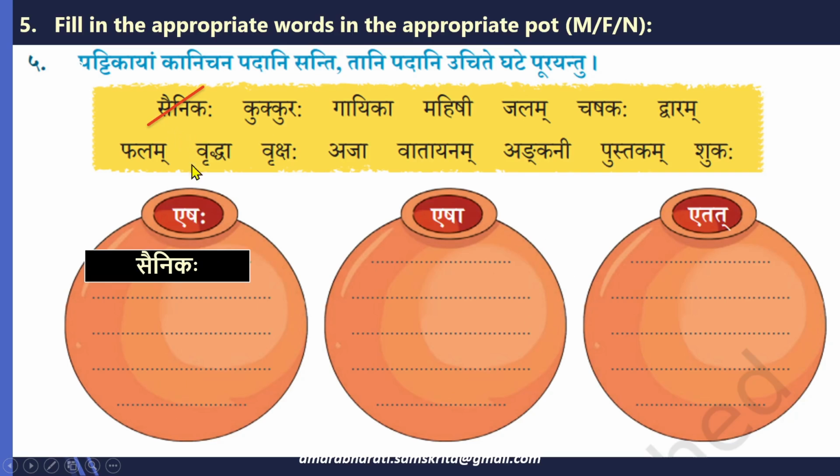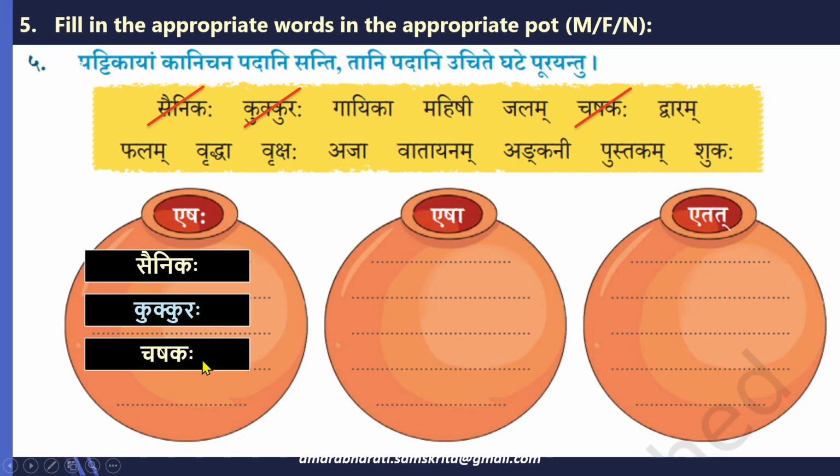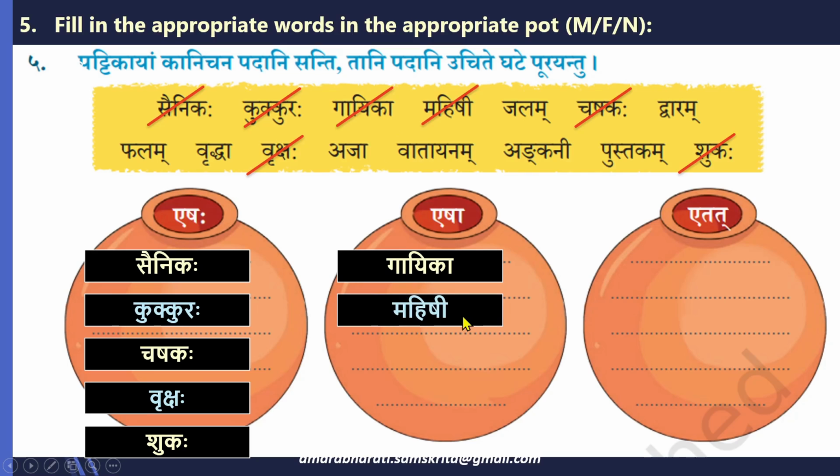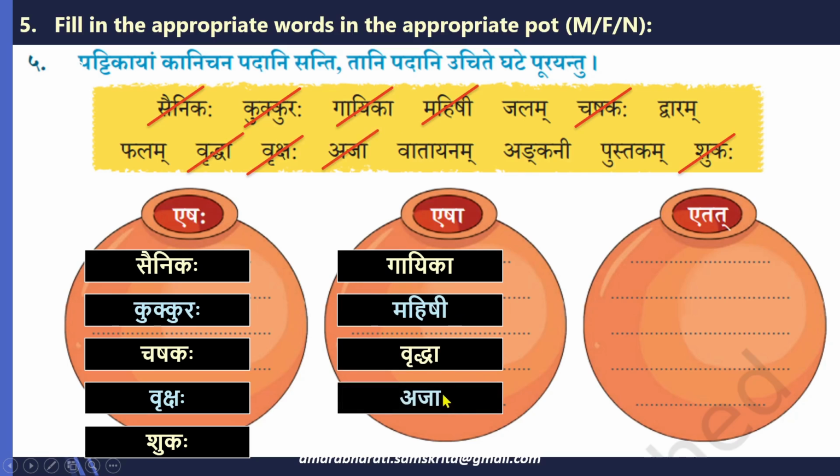Sainikaha is a masculine word, very easy. Kukkuraha is a masculine word, very easy. It's a dog. Chashakaha is a masculine word. Then Vrikshaha, masculine word. Then Shukaha, masculine. Eshaha, Sainikaha, Eshaha, Kukkuraha, like that. Then Eshaa, very easy. Gaika, as I told you, ending in Dirgha A or E. Gaika, Mahishi, Vruddha, Aja, then Lekhani, Ankani. Ankani is a pencil. I told you.